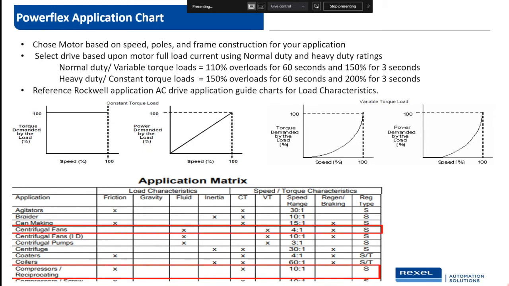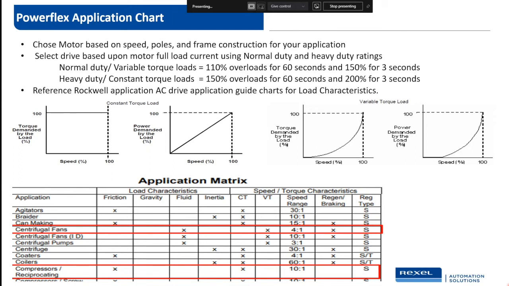It talks about the speed range of 10-1. We talked about that before. Basically, you're going to need a motor that can run between 180 RPM and 1800, and you need a speed regulator type. The second type of load would be a variable torque load.